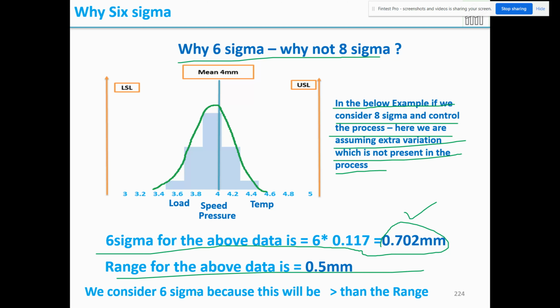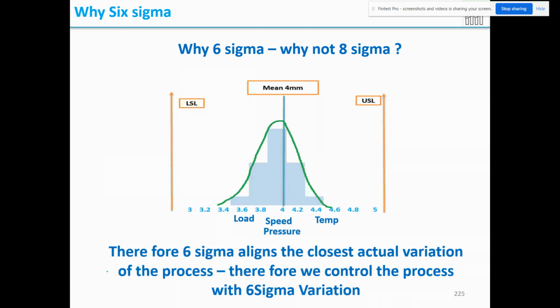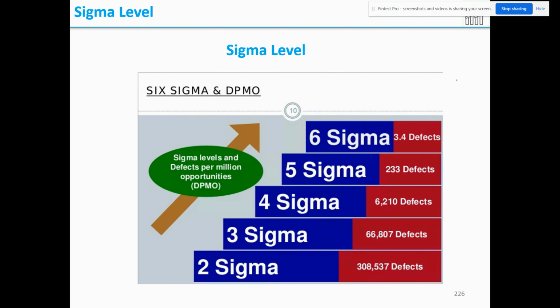So we consider 6 sigma because this will be more than the range. 6 sigma will nearly touch the range. Therefore, we consider only 6 sigma. Therefore, 6 sigma aligns with the closest actual variation of the process. Therefore, we control the process with 6 sigma variation. So 6 sigma is nothing but near to the range. Therefore, we consider 6 sigma. Next we are going to see sigma level.